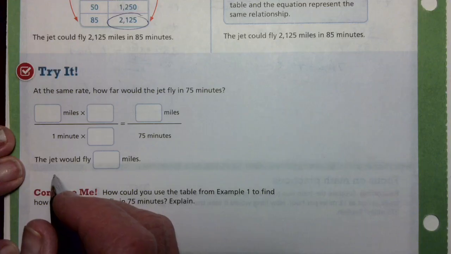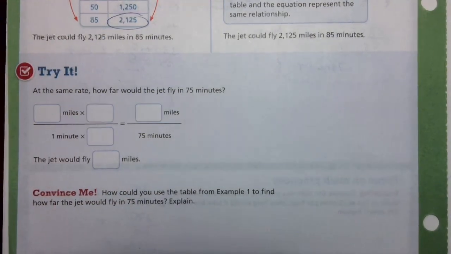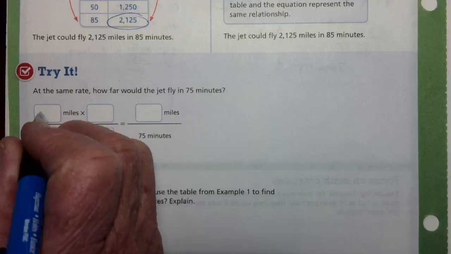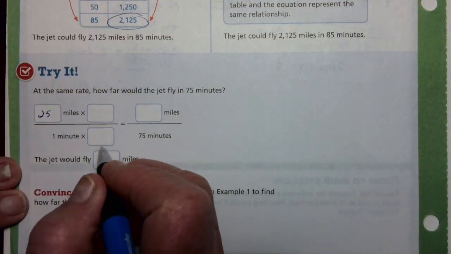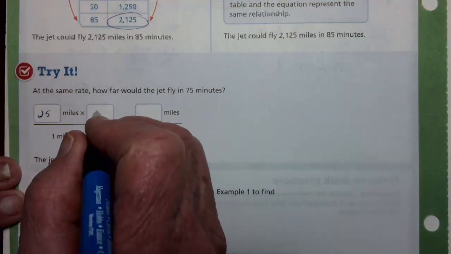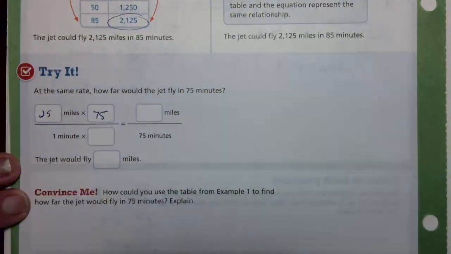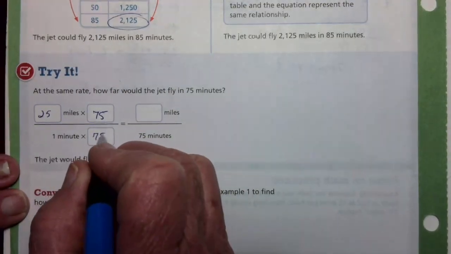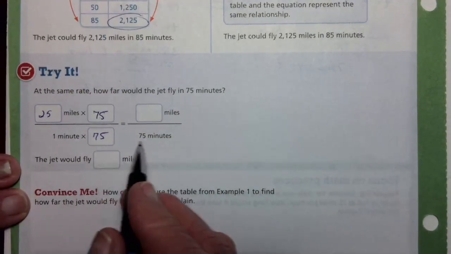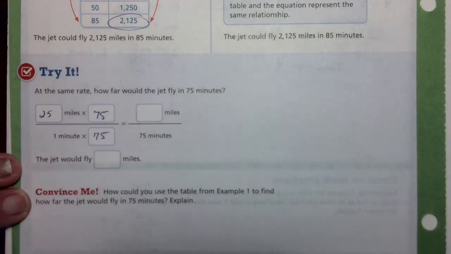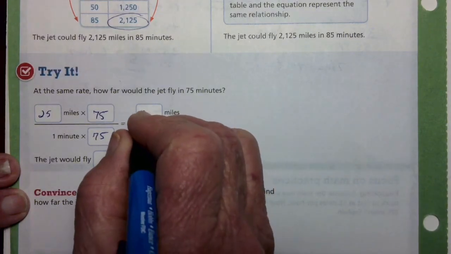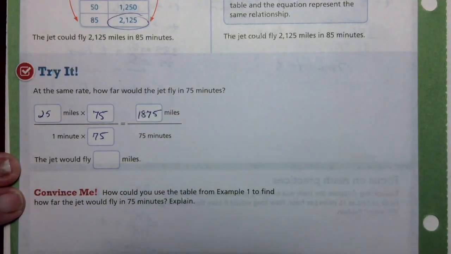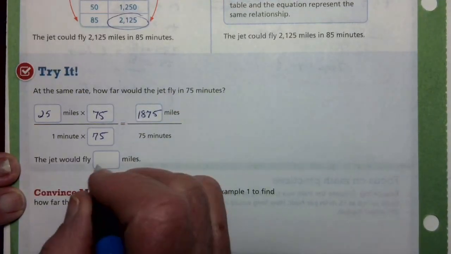So we want the rate, which is 25 miles every 1 minute. And then we want to multiply that by, that's the rate, times the time, which is 75 minutes. And we have to multiply that by 75 also. 1 times 75 is 75, and 25 times 75, use your calculator and see what that is. 25 times 75 is 1875. Sometimes it's harder to fill in their chart than it is to do it on your own.